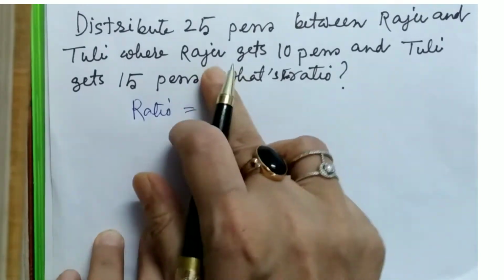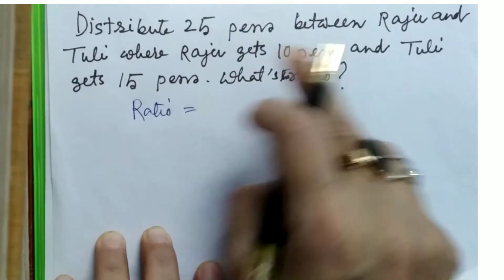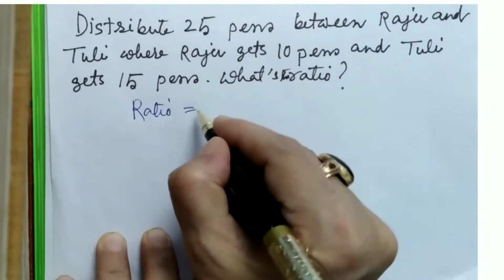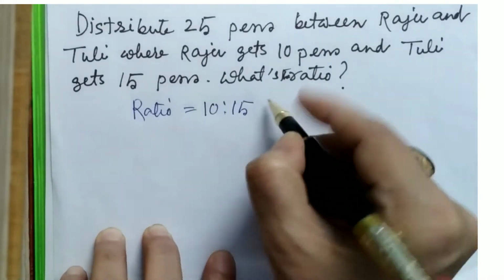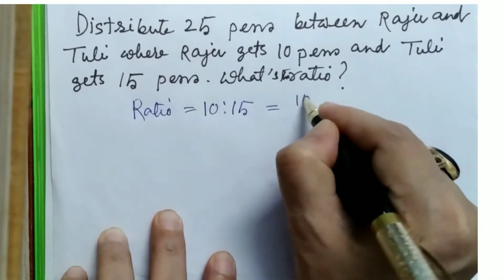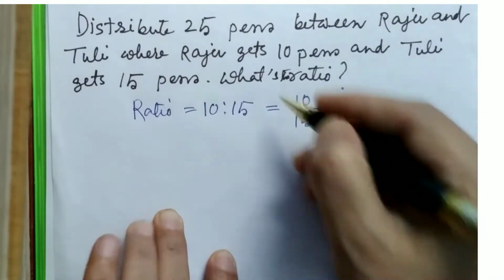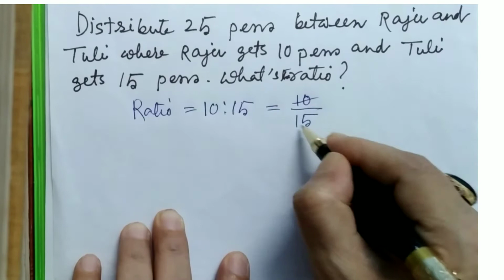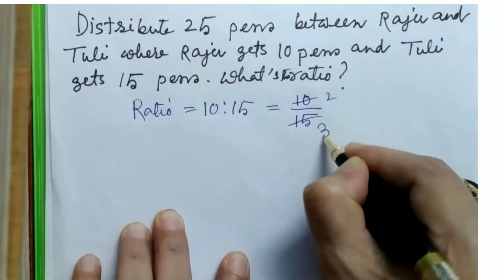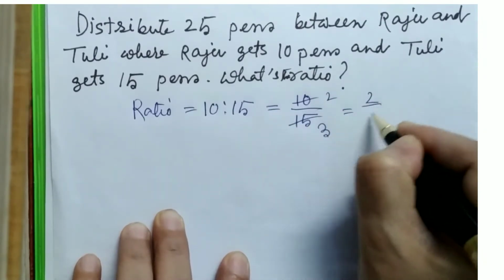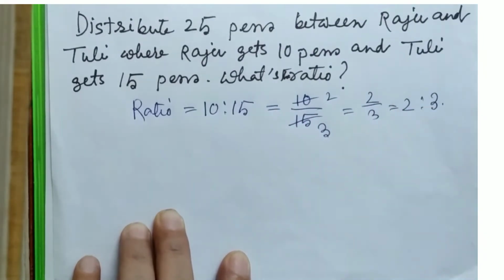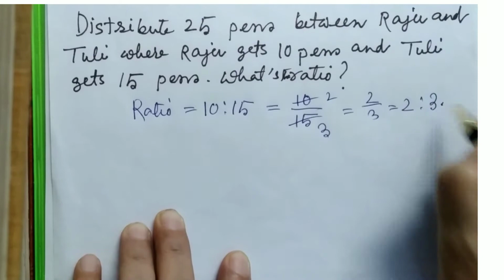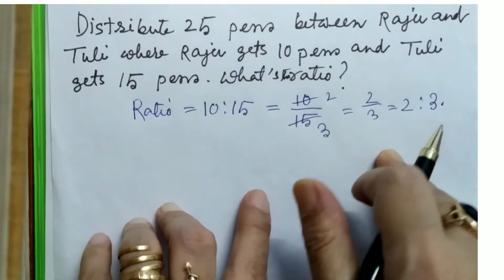Ratio is equal to, Raju gets 10 pens and Tuli gets 15 pens. So the ratio is equal to 10:15. So this we can write as 10/15. Now I'm cutting it by 5. 5 2s are 10, 5 3s are 15, is equal to 2/3, which again can be written as 2:3. Right? So the ratio is 2:3.